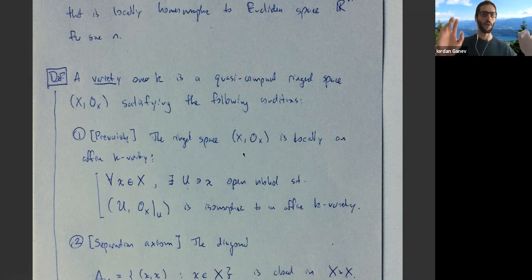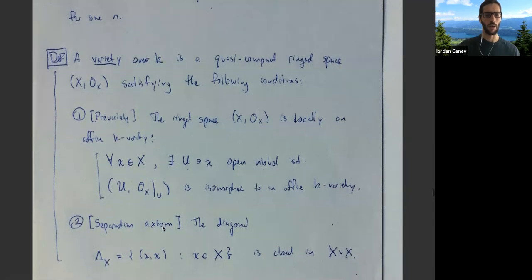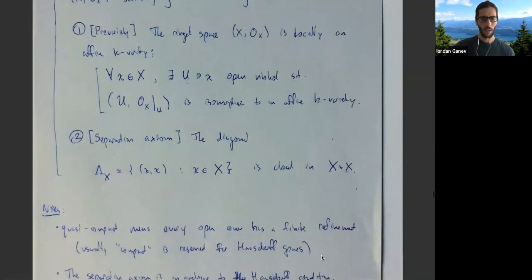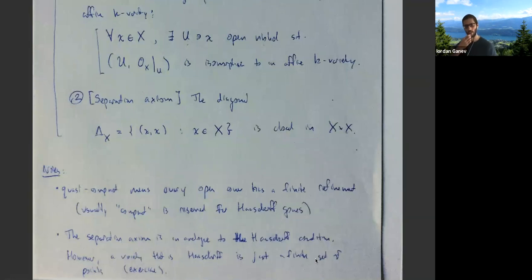So first of all, it's what's known as a pre-variety. This means it's locally an affine K variety: for any point in the topological space, there's an open neighborhood U such that if we restrict the regular functions to that open neighborhood U as a sheaf, then we get something that's isomorphic to an affine K variety. So this is the locality axiom. But we also need a separation axiom, which is the analog of the Hausdorff condition for general manifolds. And that's that the diagonal is closed in X cross X.